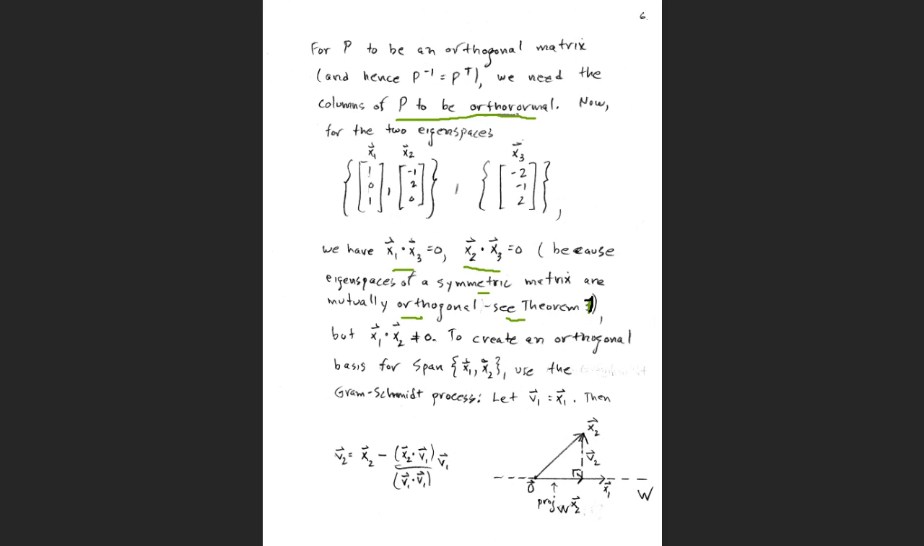But again, inside the first eigenspace, even though the vectors x1 and x2 form a basis for that eigenspace, they're not orthogonal. So we need to get an orthogonal basis for the span of those eigenvectors. That's the eigenspace, right? And we're going to use the Gram-Schmidt process, which you're familiar with.